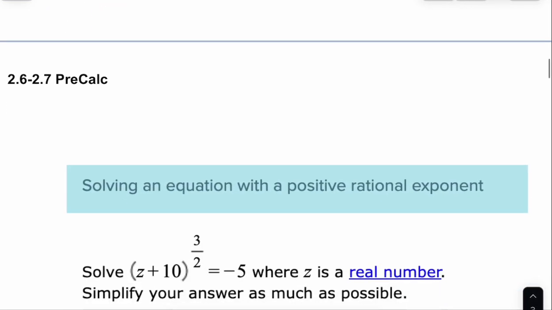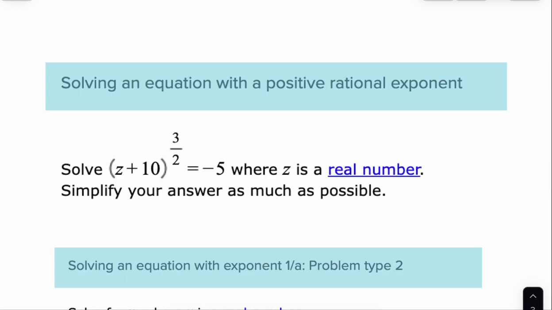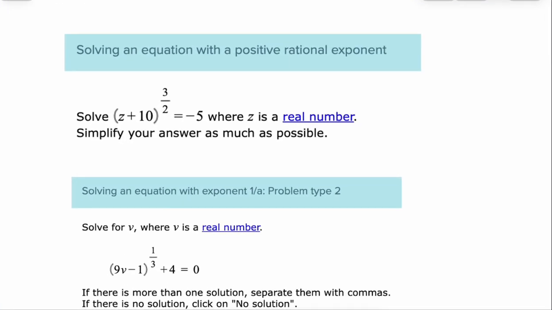Okay. Now, what do we do when it isn't like that 1/3? You'll notice that this time we have a 3/2. So let me write it over here so we have a little bit of room so you can see it pretty good.